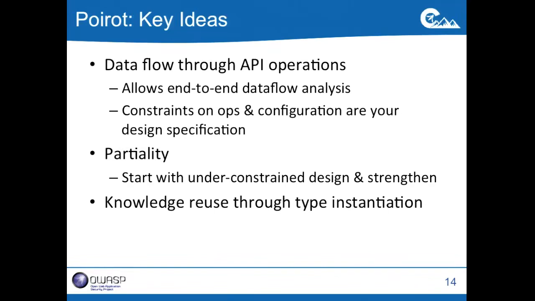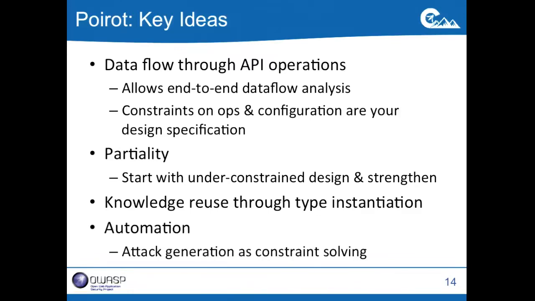And the third idea is reusing knowledge by instantiating a component as a type of another component. You see an example of this in the demo where I instantiated my store as a type of HTTP server, and that enabled Portal to reason about the potential threats that it knows about for an HTTP server and use that against my store.